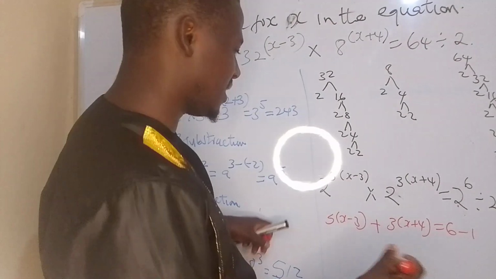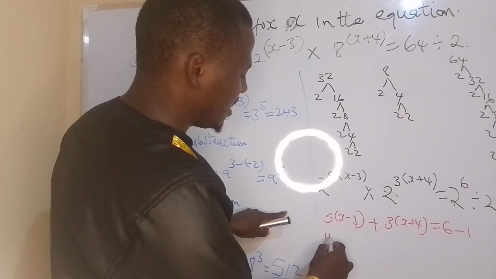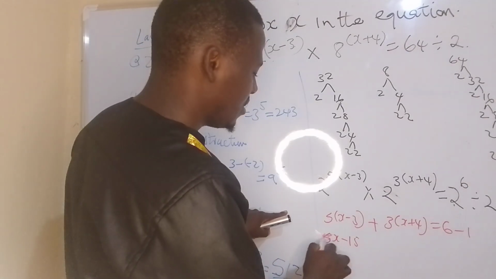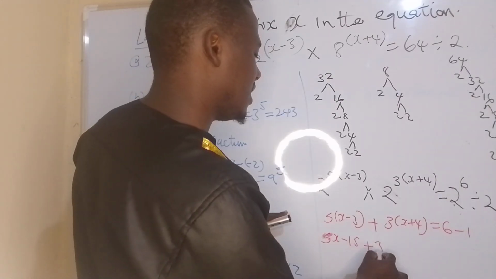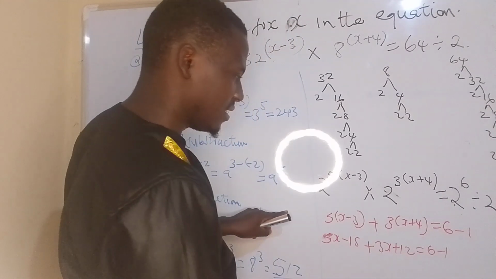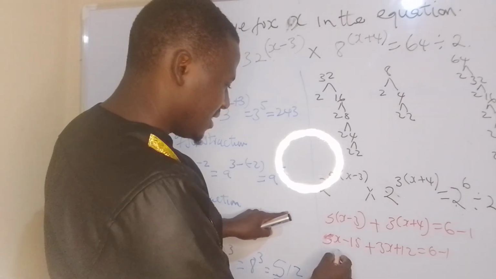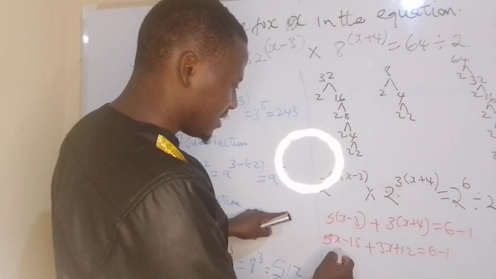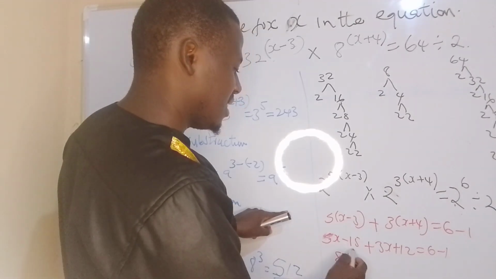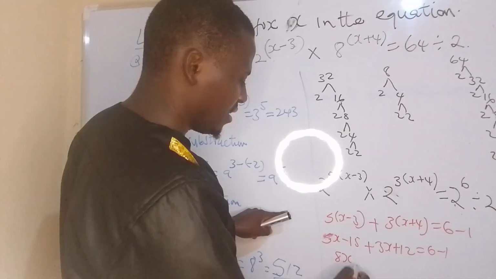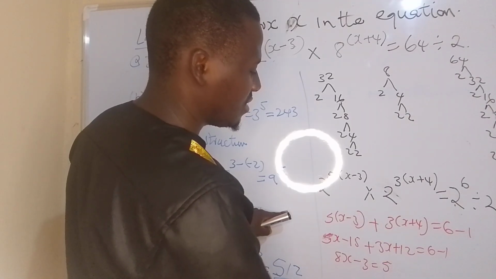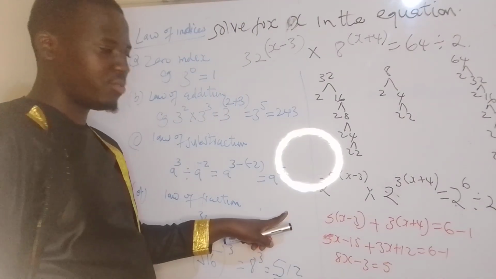So what is going to be the answer here? The powers equal 5x minus 15 plus 3x plus 12 is equal to 6 minus 1. Combine the like terms. 5x plus 3x is 8x. Then minus 15 plus 12 is minus 3, equals 5, because 6 minus 1 is 5.